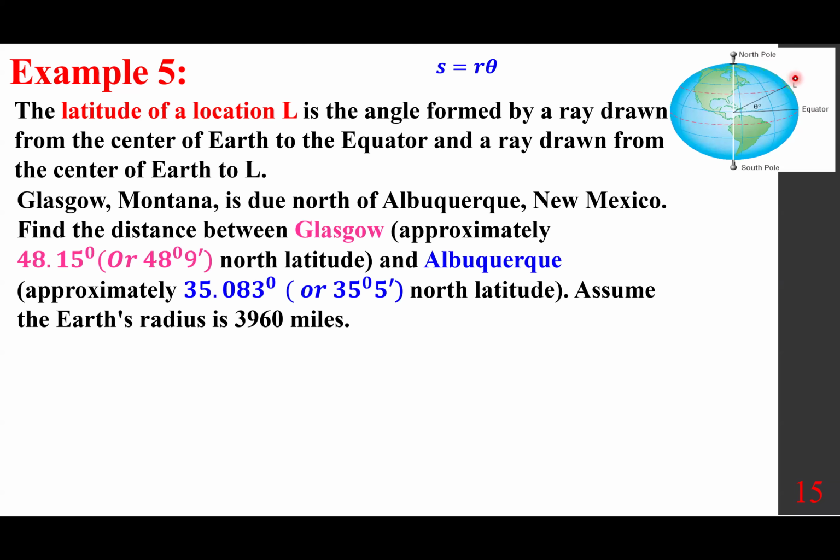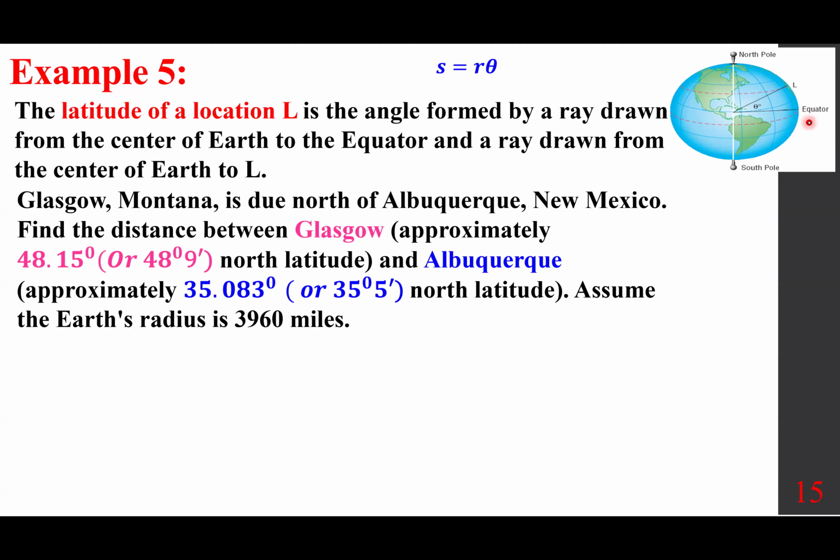Now, Glasgow, Montana is due north of Albuquerque, New Mexico. Find the distance between Glasgow, which is approximately at 48.15, or 48 degrees 9 minutes north latitude, and Albuquerque, which is approximately at 35.083 degrees, or 35 degrees 5 minutes north latitude. Assume the Earth's radius is about 4,000 miles, 3,960 miles. It's about 4,000 miles at the equator, and it changes obviously at different locations, but at the equator.